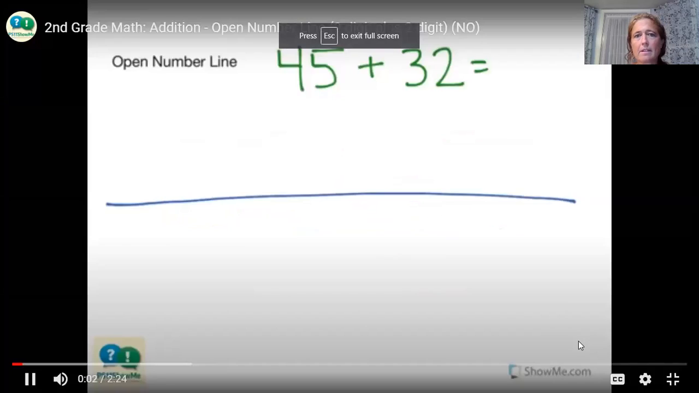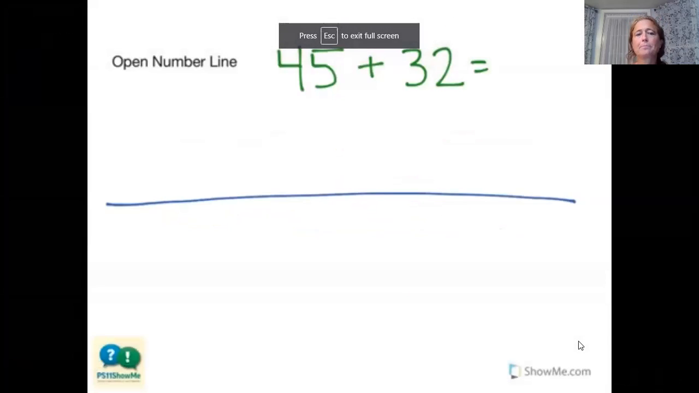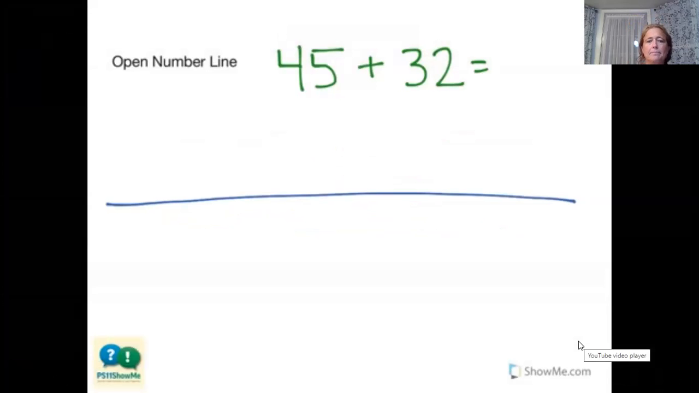Hi everyone, this is Mrs. T from PS11. Today I'm going to show you how to solve a two-digit plus two-digit addition equation using an open number line. An open number line is a number line with no numbers or markers. We add numbers and markers as we work. It's a model that serves as a visual representation for sharing and recording mathematical thinking strategies based on place value. Let's solve 45 plus 32 together.